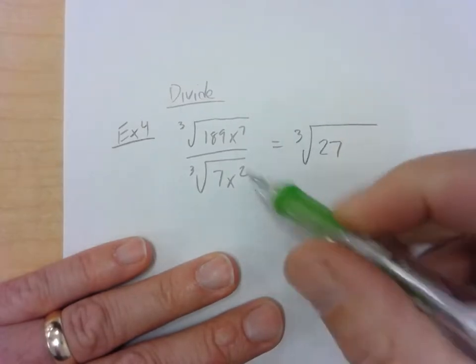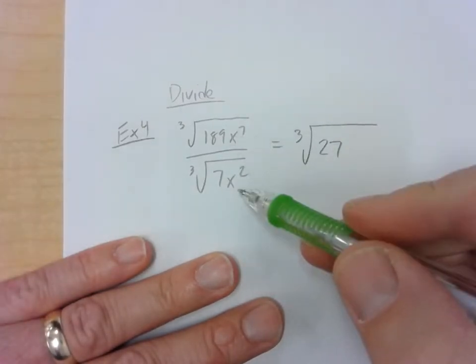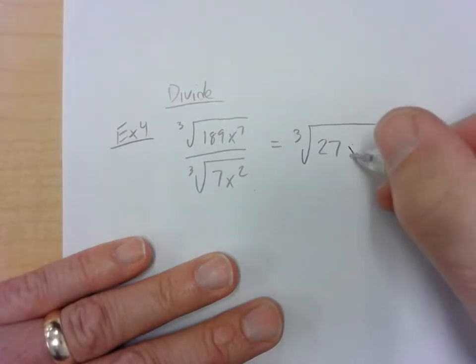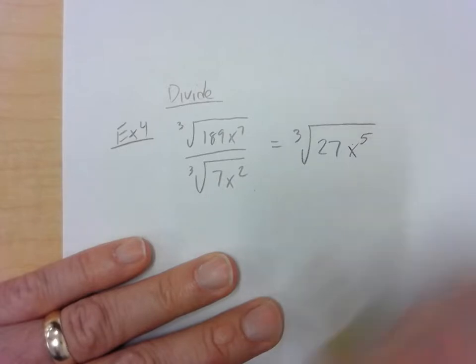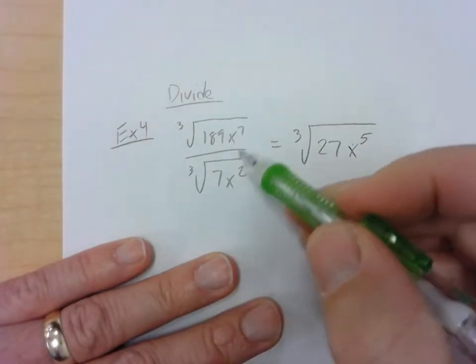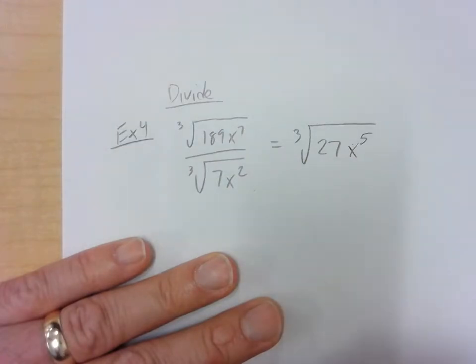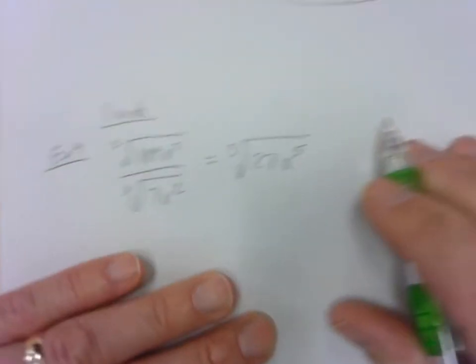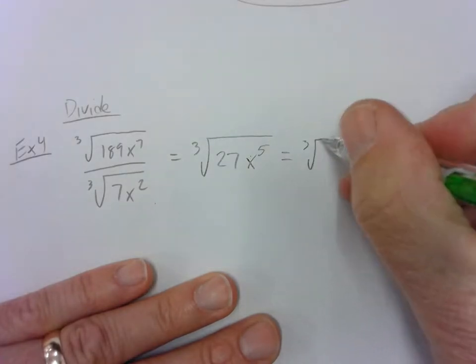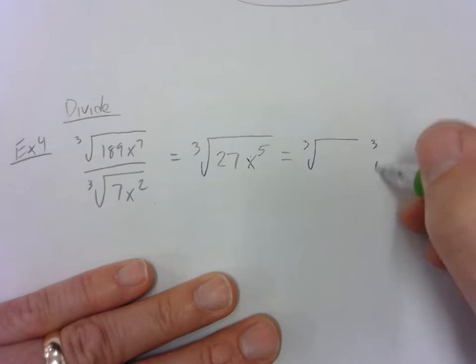And then when I divide like bases, what do I do with the exponents? I subtract them. So it's x to the 5th. Regular numbers you divide, but exponents, there's a different rule, right? With the exponents, you subtract them. Now we're going to split it up into what I can take the cube root of, and what I can't take the cube root of. So make 2 radical symbols with the index of 3.